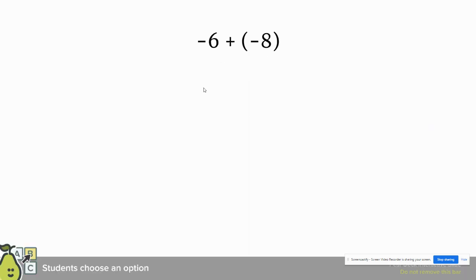Negative 6 plus negative 8. This would be multiple choice. I'm sorry, it'd be negative 14. Negative 3 plus 10 would be positive 7. Negative 8 plus negative 4 plus 12. I know negative 8 and negative 4 equal negative 12. And negative 12 plus 12 are additive inverse. Therefore, the answer would be 0.